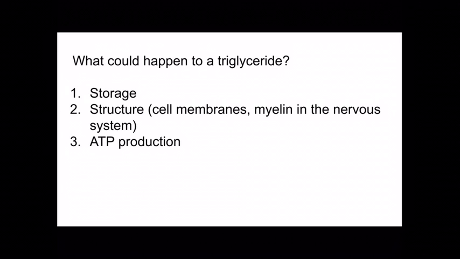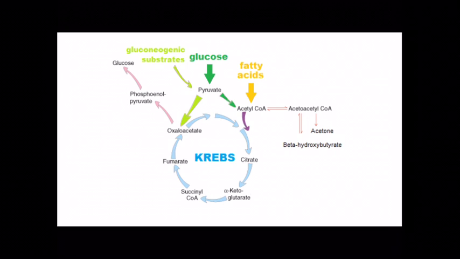So how do we take a triglyceride and use it for ATP production? Well, remember that a triglyceride is made up of glycerol and 3 fatty acid chains. And so we can look at separately using the glycerol part of it and using the fatty acid part of it as energy sources. Plus, we can also look at using a byproduct of it also for ATP production. So let's see here. Where do we start? Let's start with the glycerol.